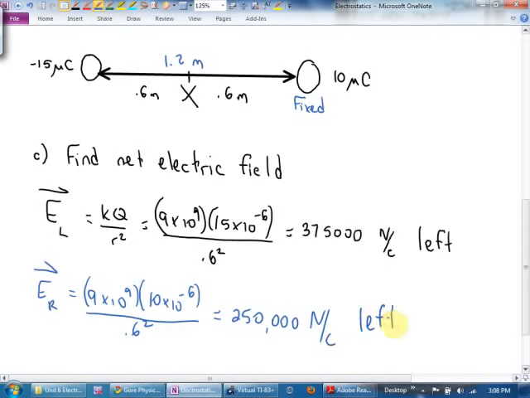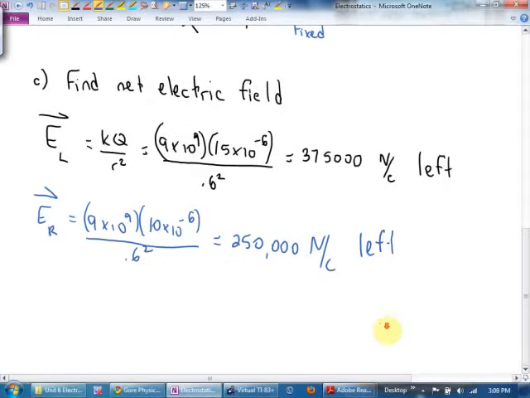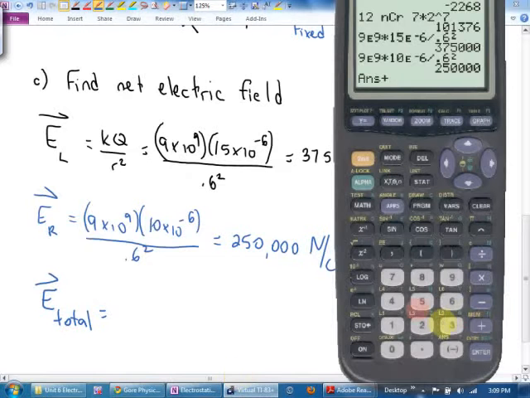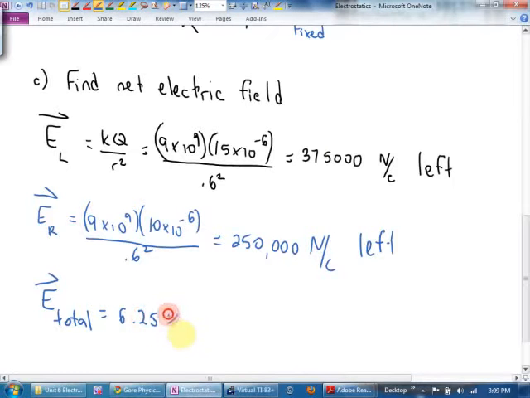How would I find the net electric field if it's 375,000 left and 250,000 left? They're in the same direction, add them up. What if this was to the right? Bigger minus smaller. Okay? So I'm going to add them up. The total electric field, the net electric field, is that plus 375,000: 6.25 times 10 to the 5th newtons per coulomb, and the winning direction was left.